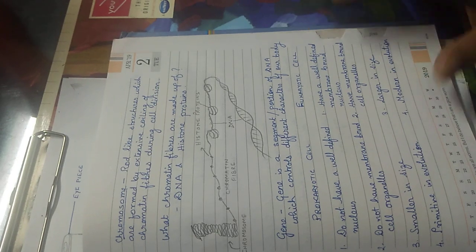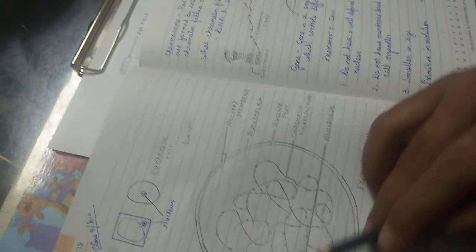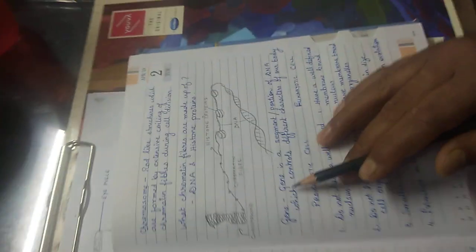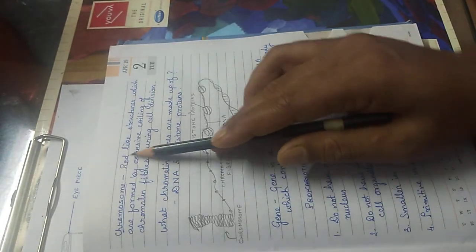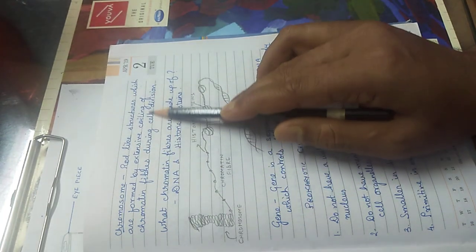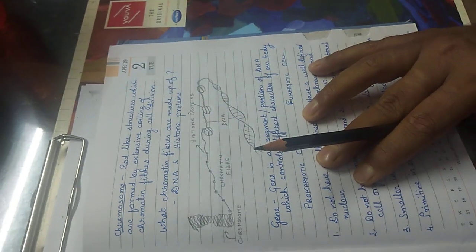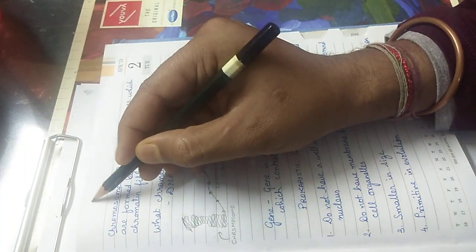Now we come to certain definitions. So I told you that coiled thread-like structure, this is called chromatin network. But you must have heard that there is something called chromosome. So what is chromosome? If we try to understand this, chromosomes are rod-like structures which are formed by extensive coiling of chromatin fibers during cell division. So let's take this example. You have seen a ball of cotton wool.